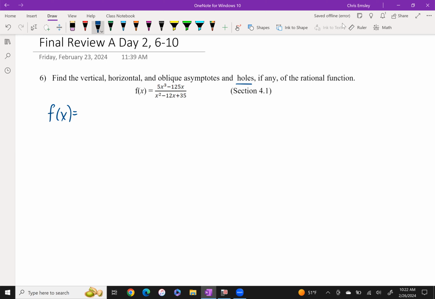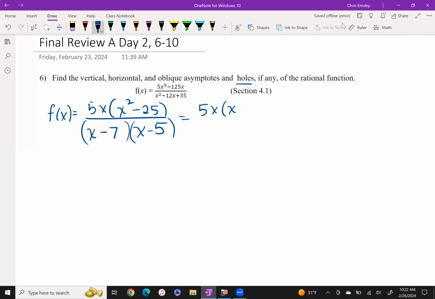So up top, we do have a greatest common factor of 5x. When I pull out 5x, what's left behind is x squared minus 25. On the bottom, that is a trinomial that can be factored. We are looking for factors of 35, two numbers that multiply to positive 35 but add to negative 12. So that would be minus 7 and minus 5. We're not done yet. The top factors again. That is the difference of two squares on the top.